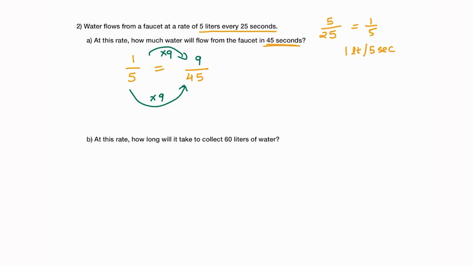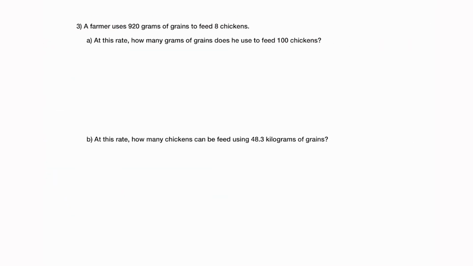At this rate, how long will it take to collect 60 liters of water? So 1 over 5, right? And this is liters on the top. So we say 60. Now how much time will it take? So 1 to 60 is what? Times 60. So we do the same thing here. 5 times 60. And that's 300. Done. Two questions done. Question 3.